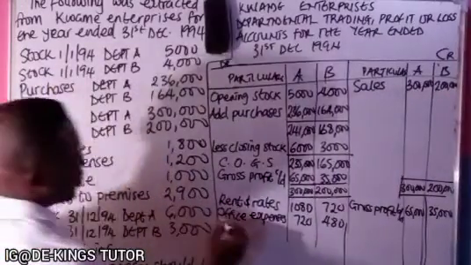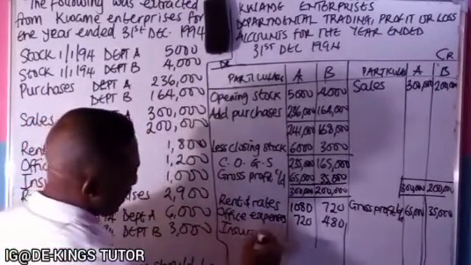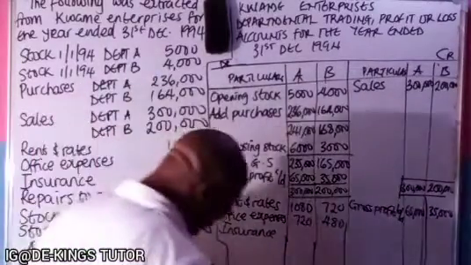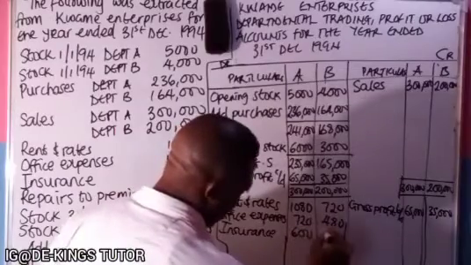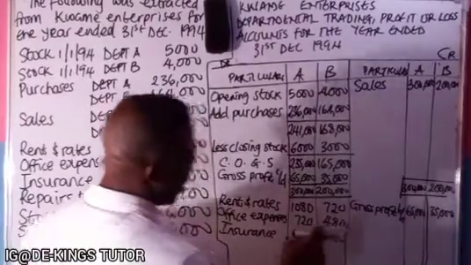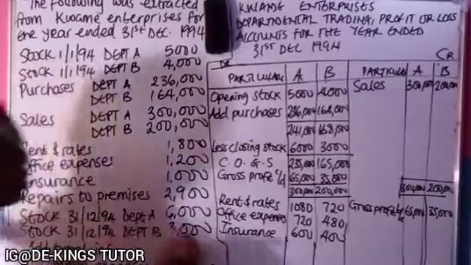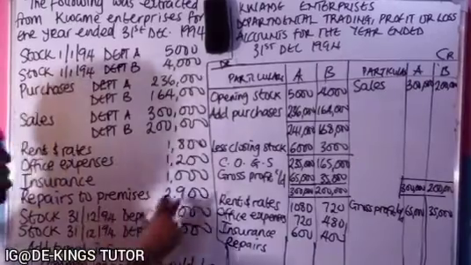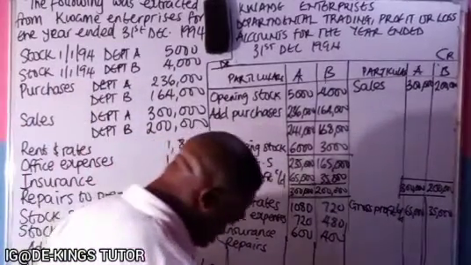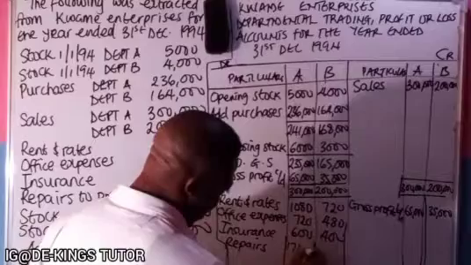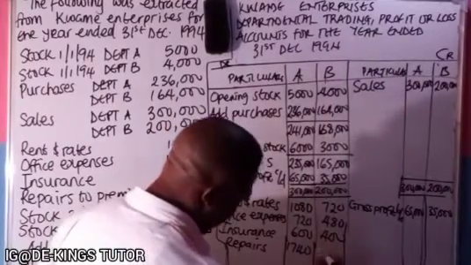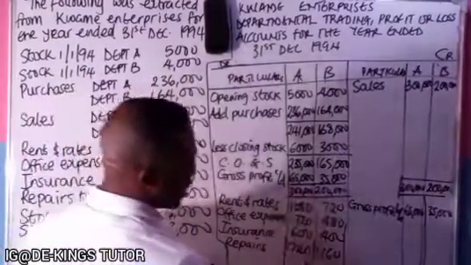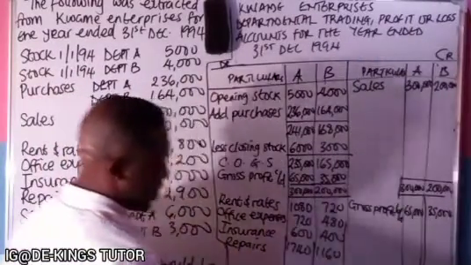The next one, insurance. Insurance for Department A 600 and Department B 400. The next one, repairs to premises, which total is 29. We did apportionment for Department A 1,740 and Department B 1,160. So when you add the expenses, it is still less than the profit.